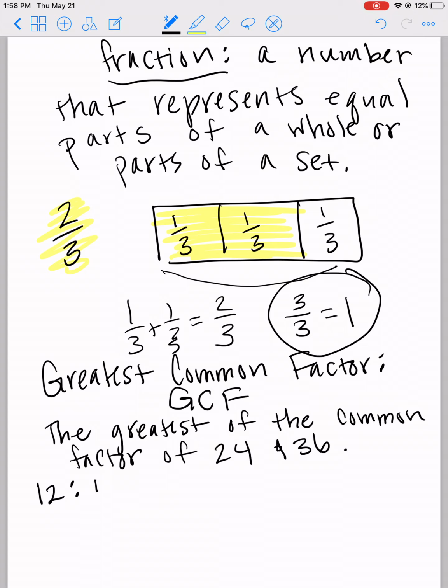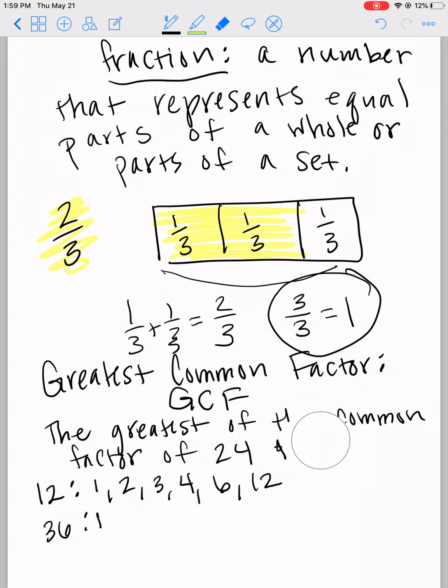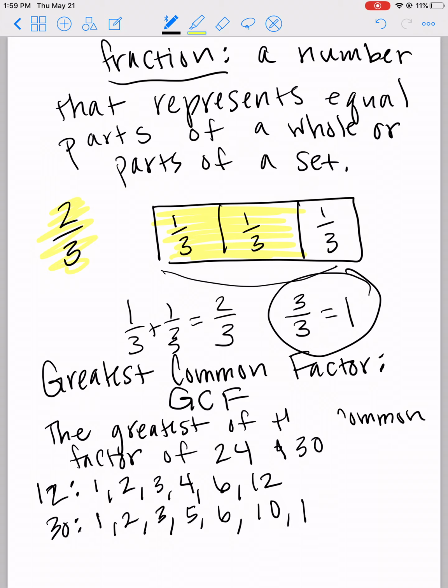And I know 1 goes into 12, 2 goes into 12, 3 can go into 12, 4 can go into 12, 6 can go into 12, and 12 can go into 12. Now if I take the number 36, 1 can go in, oh, I'm sorry. You guys, we're going to do 30, not 36. 30. Okay, 1 can go into 30, 2 can go into 30, 3 can go into 30, 5 goes into 30, 6 goes into 30, 10 goes into 30, 15 goes into 30, and 30 goes into 30.